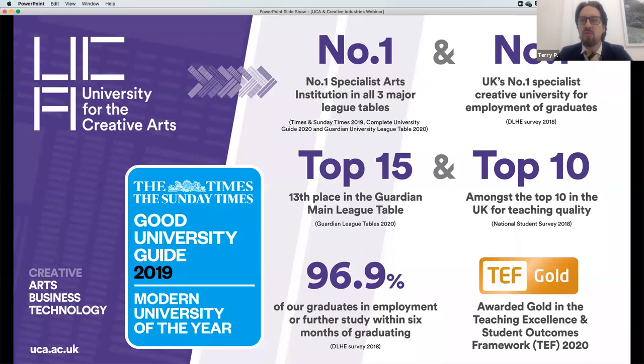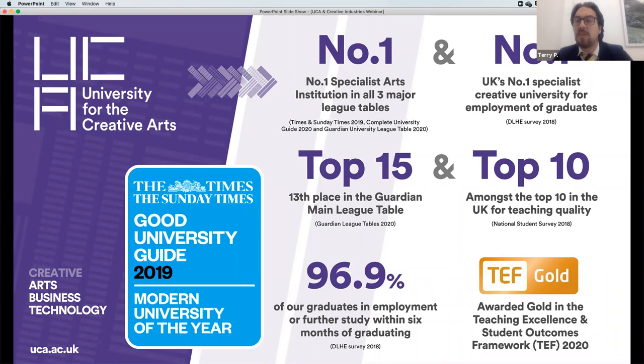So we can draw upon a whole range of experience from business and our staff expertise to support over 6,500 students that are coming to us from across the globe, from some of the countries I saw that you already, when you signed in, you said where you were from. We have students from all across the world coming to join us for our specialist arts education. We're also very proud to have been named the Modern University of the Year.